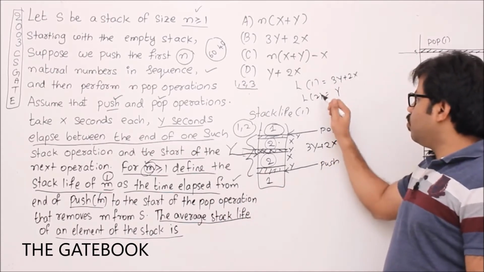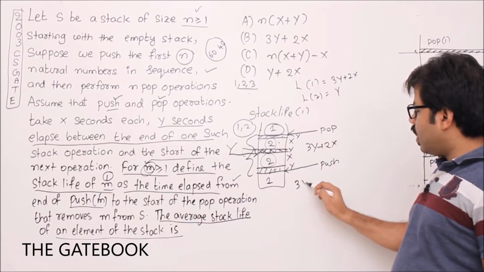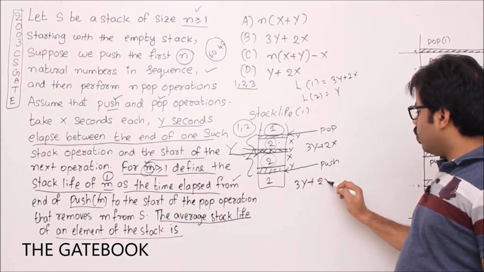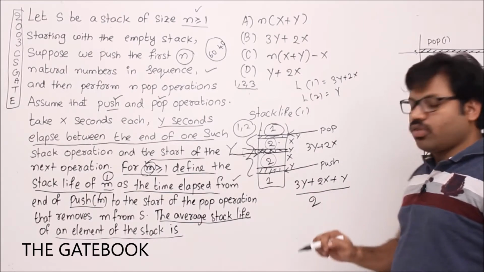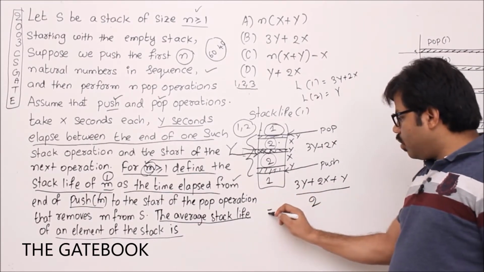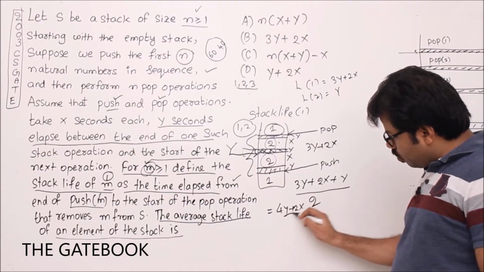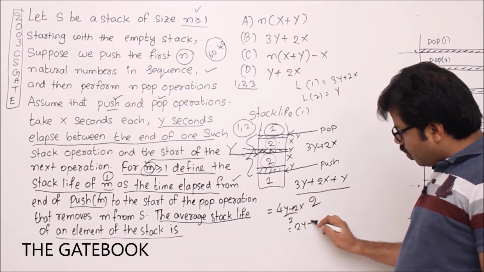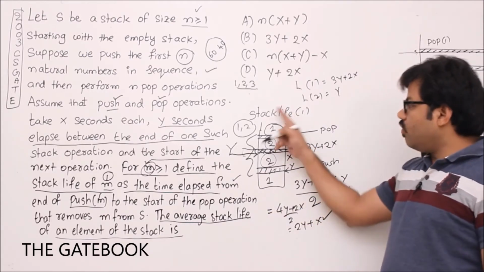So here at this moment, what is the average lifetime? One's lifetime is 3y plus 2x, plus 2's lifetime is y. Then to find the average, you have to divide by 2. We know that. Then simple aptitude: 3y plus y, 4y. 4y plus 2x by 2. If you do it, you will get 2y plus x, isn't it? Then the answer is 2y plus x when n value is 2.